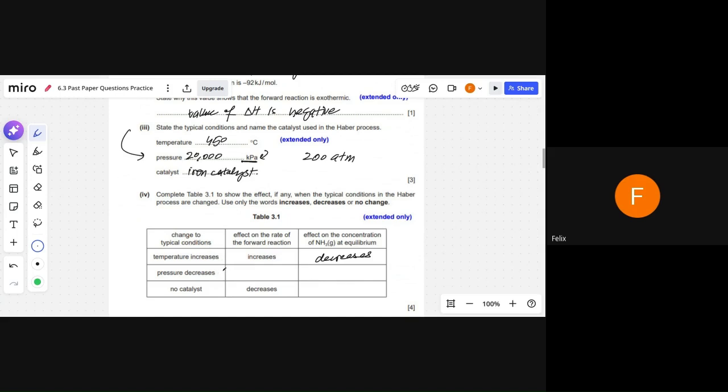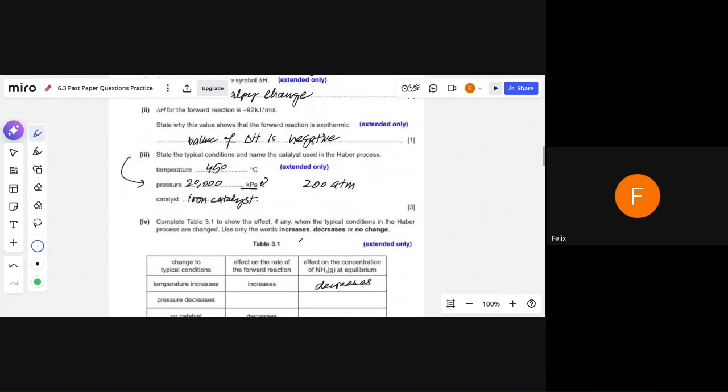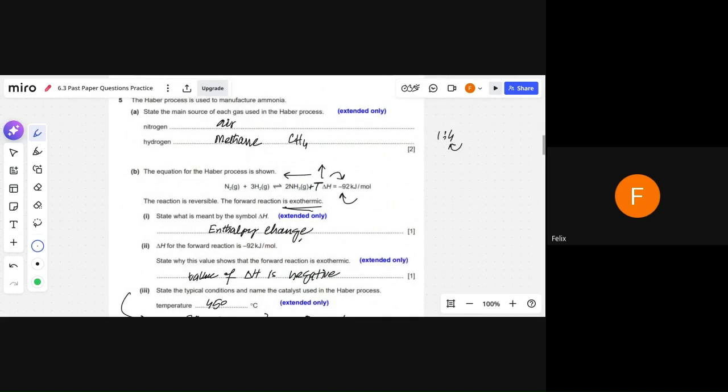Pressure decreases. Okay, we are decreasing pressure. Effect on the rate of the forward reaction. Yeah, so now let us see. When pressure is applied, the reaction shifts towards the side where we have fewer number of moles, right? So in this case, we have 4 moles on the left side, 1 mole of nitrogen, and it is reacting with 3 moles of hydrogen. You can see, 3 plus 1, 4 moles. And on the right side, we have only 2 moles of ammonia.